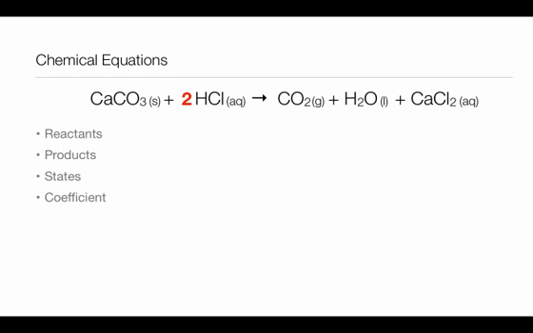We have the reactants on the left, products on the right, state symbols telling us what state we're going to find these compounds or elements in, and the coefficients telling us how much of each one.